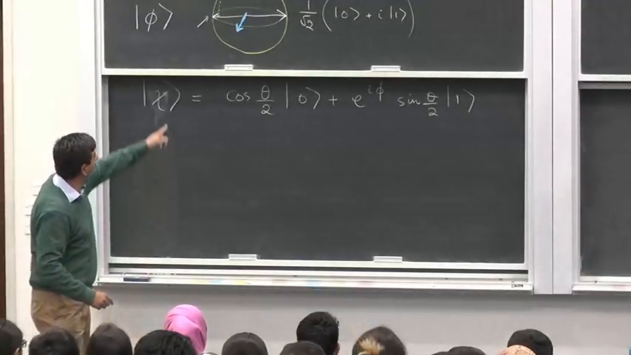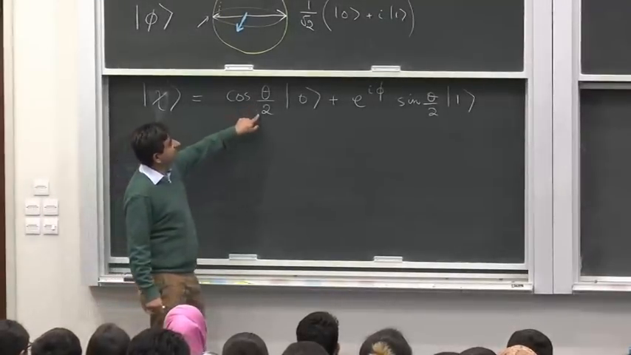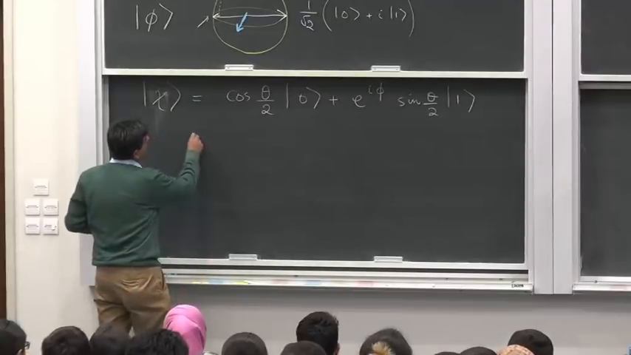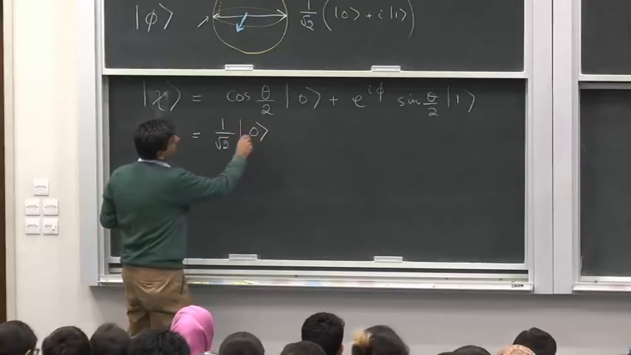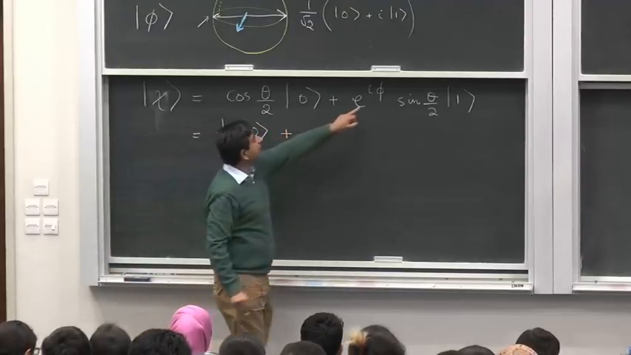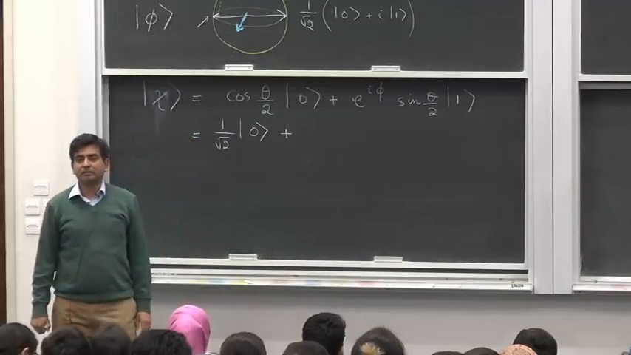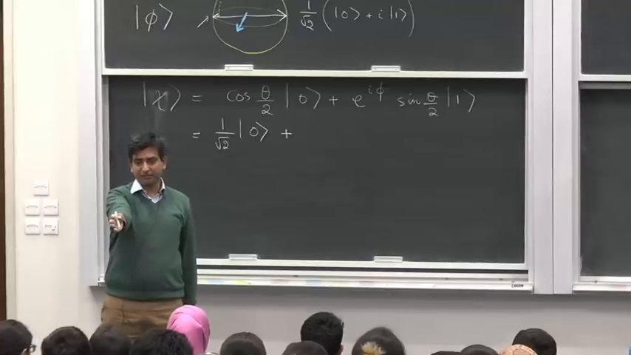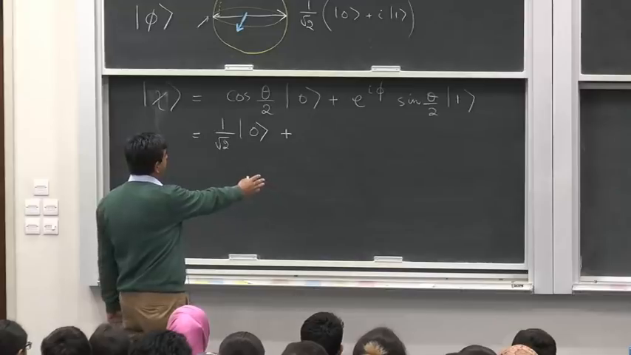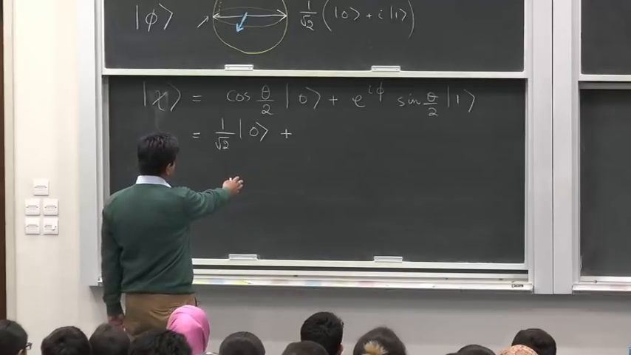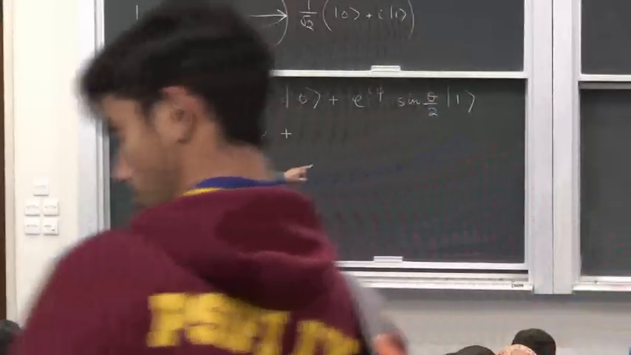Right, so what is theta for this particular state? 90 degrees. So this is 90 over 2 is 45, cosine of 45 is 1 over under root 2, ket 0 plus. Now what is phi for this state? It's 180, because this is phi 0, phi 90 on the tutorial thing, phi 180, this is phi 270 degrees. So this is actually 270 degrees.